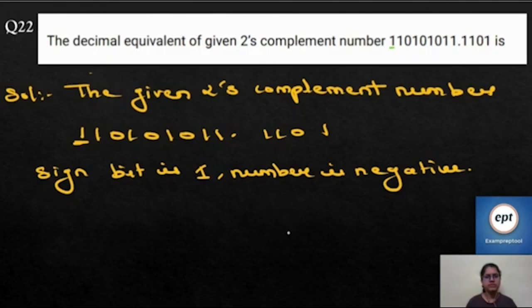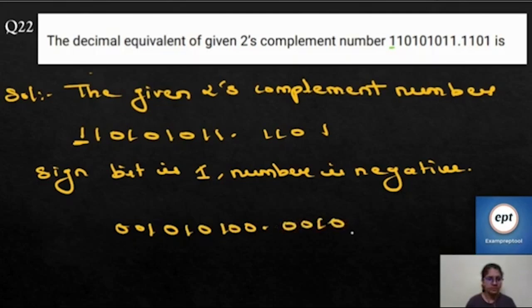So likewise we will change the number. See, if we have to take out the decimal equivalent of a 2's complement number, we will convert this into 1's complement first. Then on the 1's complement we will again do 2's complement and we will get the number in decimal form. So let's see, first we will do the complement. So it will be 0 0 1 0 1 0 1 0 0 point 0 0 1 0.